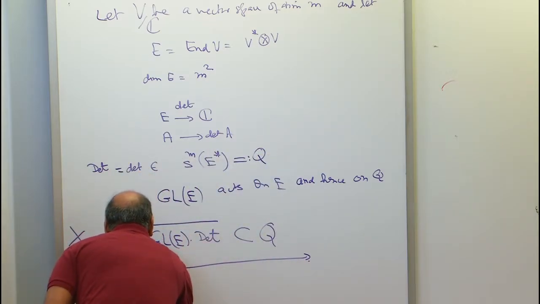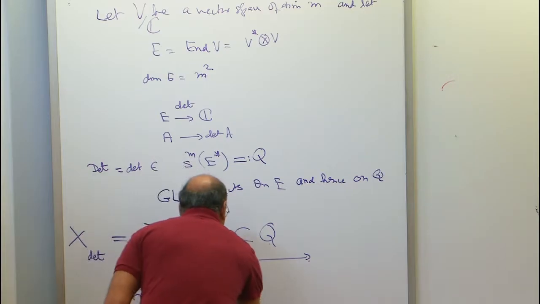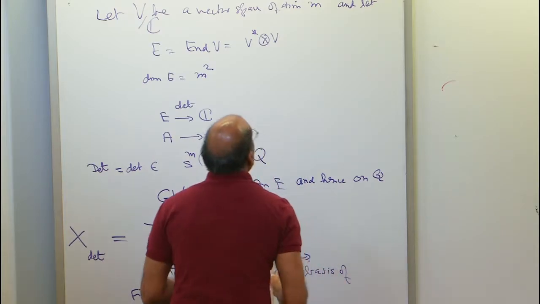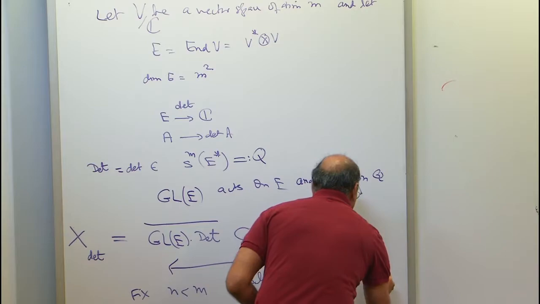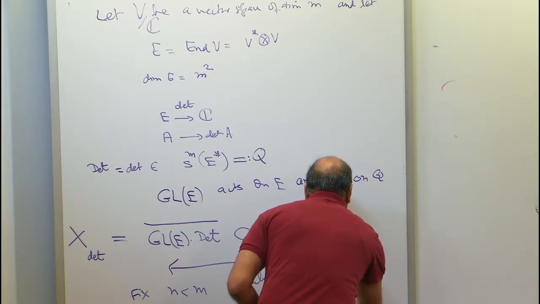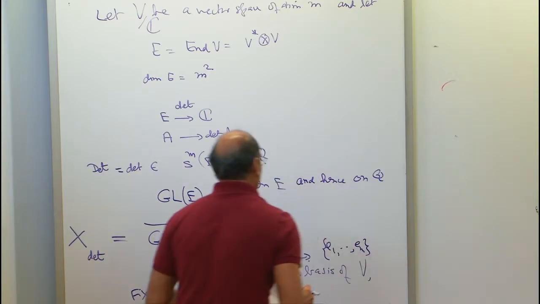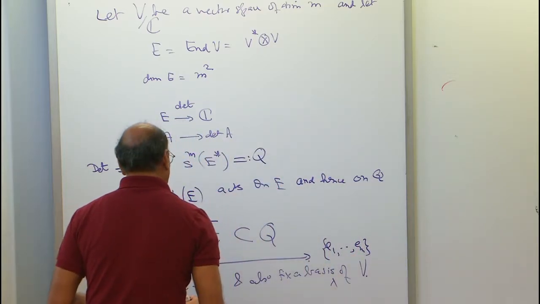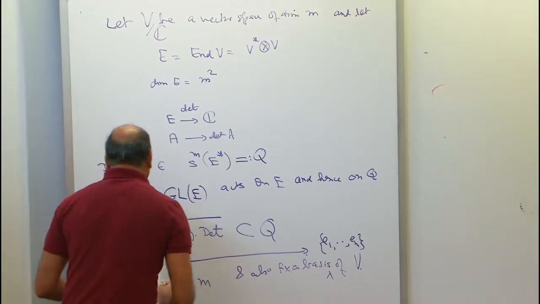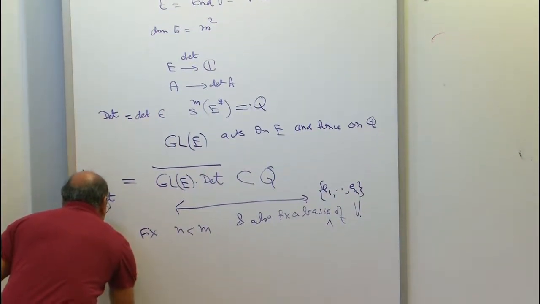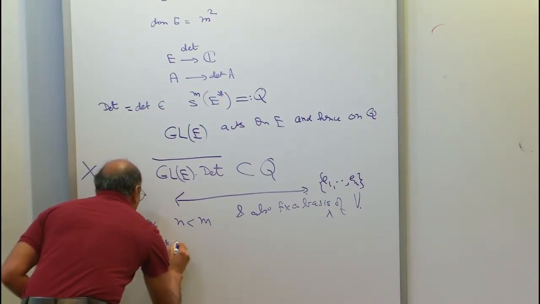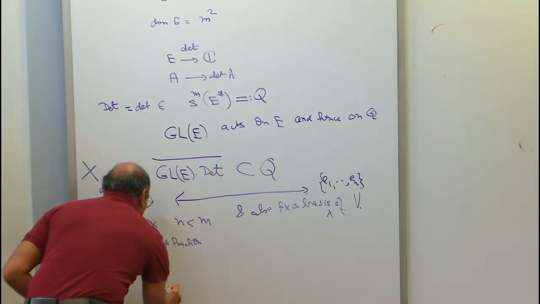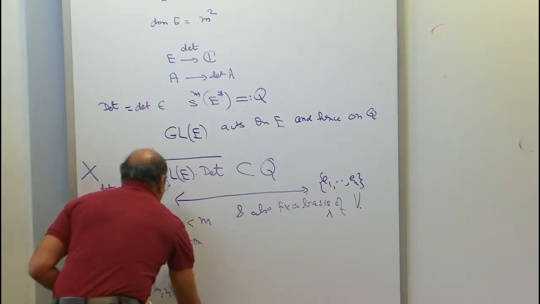Let's fix two things. Let's fix n less than m, and also fix a basis of V, and let's call it e_i, the basis e_1 through e_m of V. Then I can define this padded permanent function, and I'm going to call it P_mn, so this depends upon the pair m, n. So P_mn is nothing but, okay.